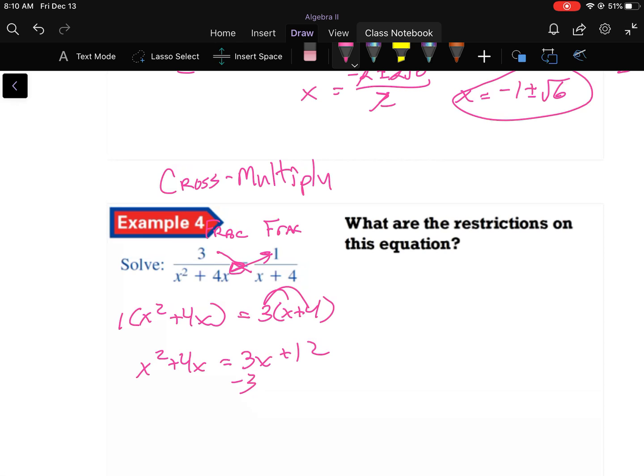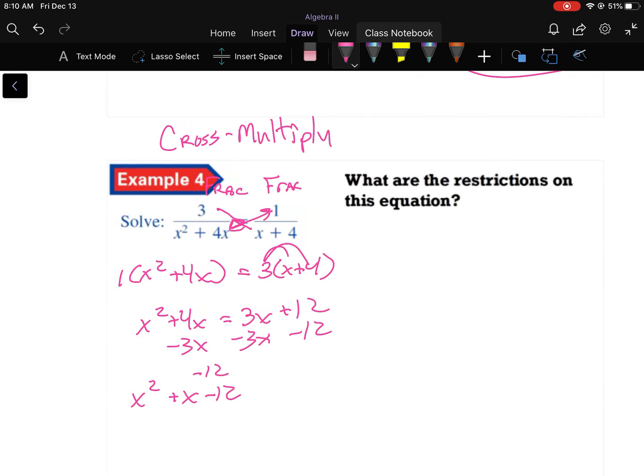Same thing, I'll have to subtract 3x, get this equal to 0, since it's a quadratic. And I've got x squared plus x minus 12. But unlike the other one, this one's factorable. So plus 4 and a minus 3. So I'll set those both equal to 0 and solve for x. So x could be negative 4 or x could be positive 3.